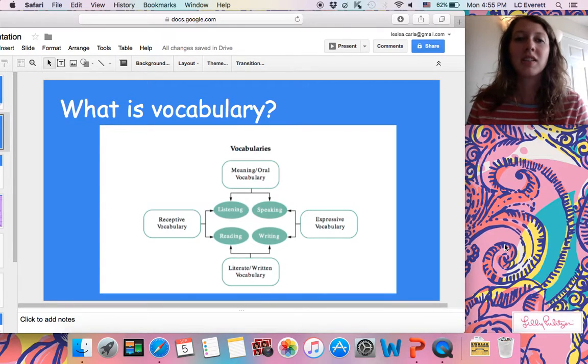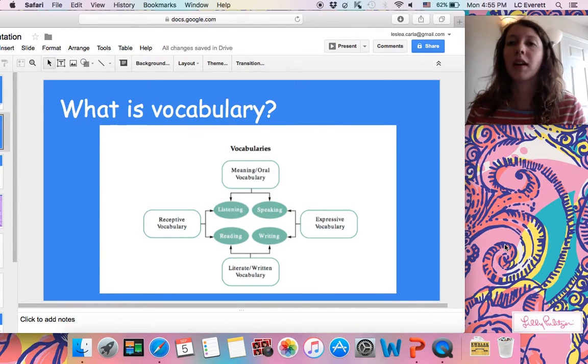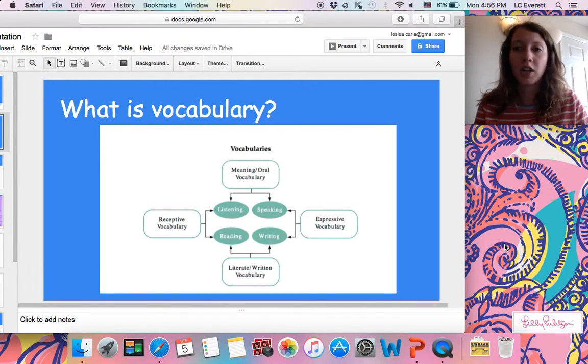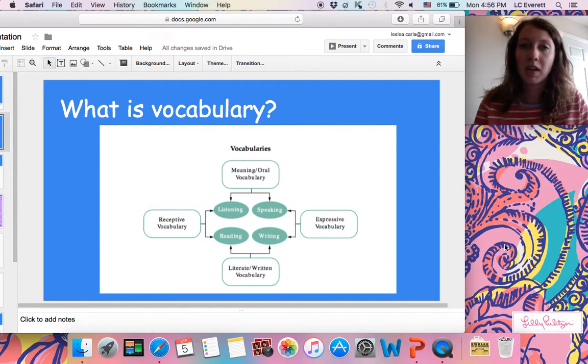Okay, so first we need to take a look at vocabulary, and I want to share with you a quote that I found. It says that having a large, rich vocabulary is probably one of the most important things that a teacher can give to a student, because when they know how to use those words and they have that vocabulary, they can use it far beyond school. They can use it in life in general. So that's really important to know about vocabulary.